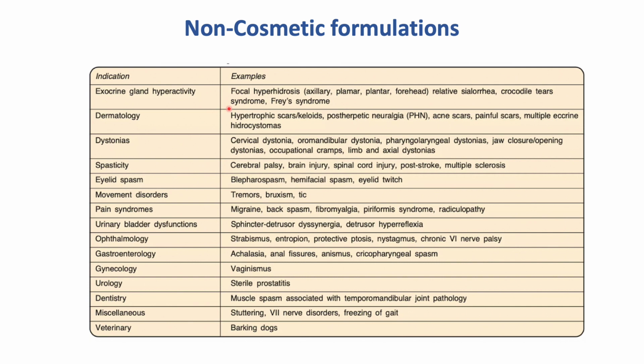Like we just saw before, the toxin can also be used for non-cosmetic purposes, like to treat neck spasms, sweating, overactive bladders, lazy eye, and other conditions in several fields like dentistry, gynecology, gastroenterology, and so on.